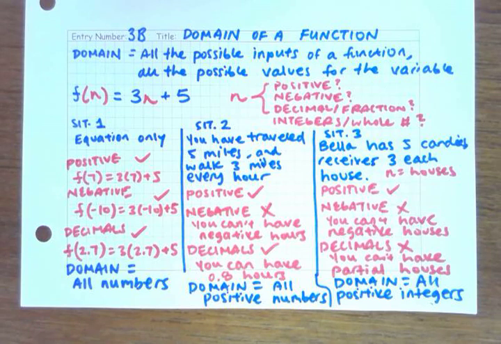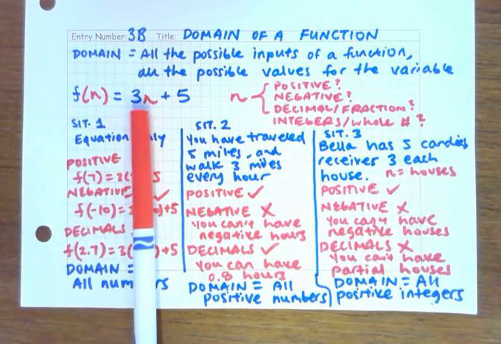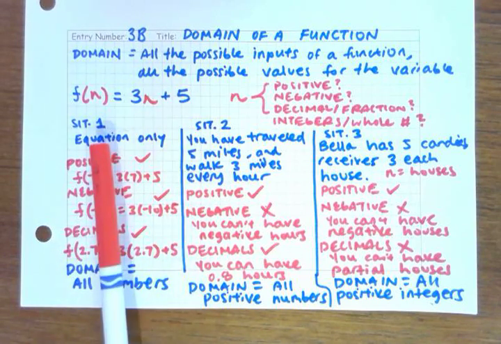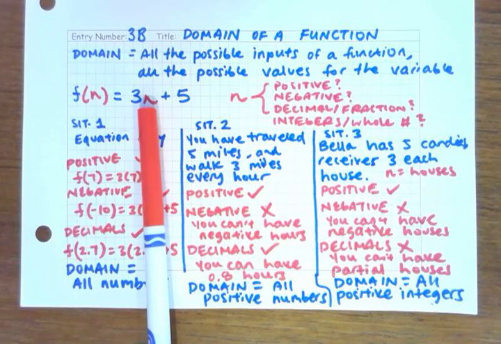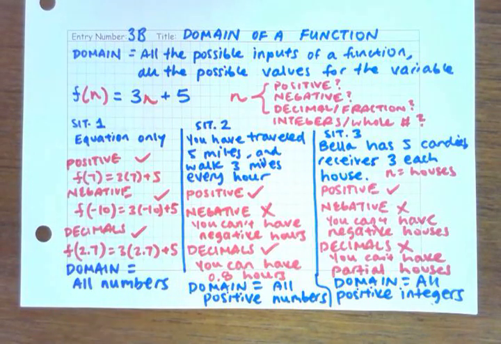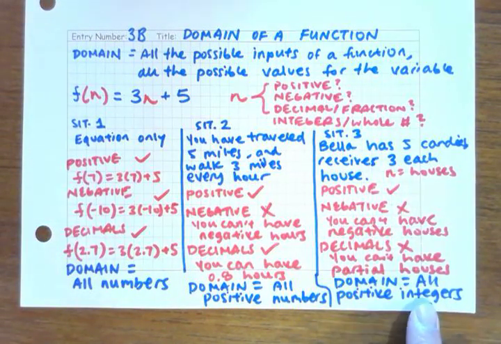So what we've done here is we've taken this same function for three different situations, 3n plus 5, but depending on what the situation is and what the value for n means, the domain, the possible values for n, changes. If it's just the equation, it was all numbers. In this situation, it was all positive numbers, and in this third situation, it was all positive integers.